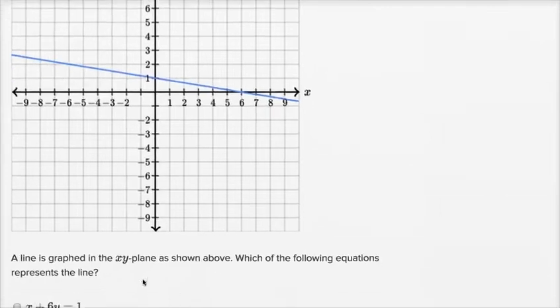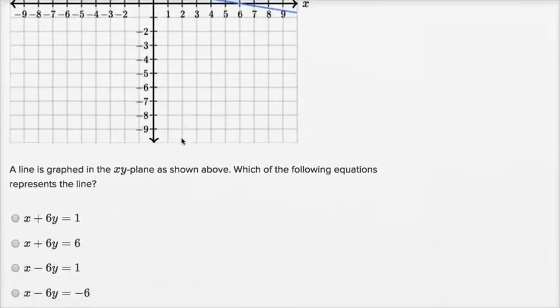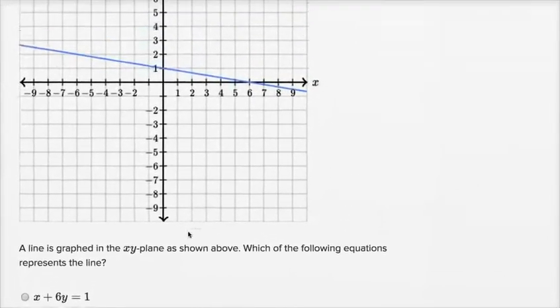A line is graphed in the xy plane. Which of the following equations represents the line? They give us a bunch of equations here, and there are several ways we can tackle it.